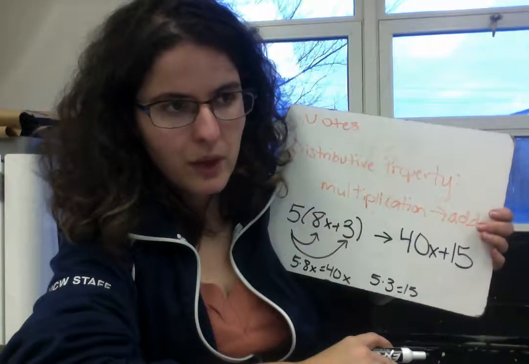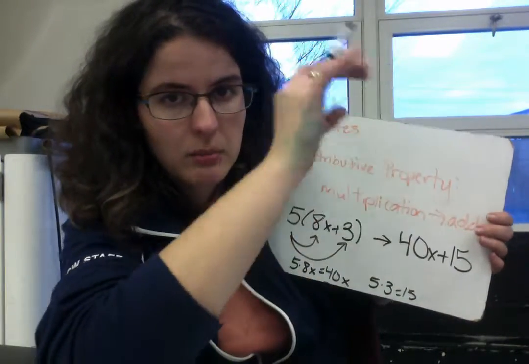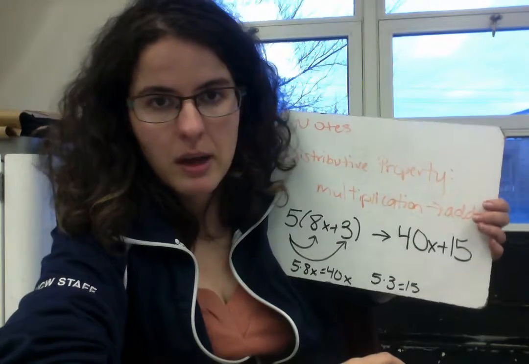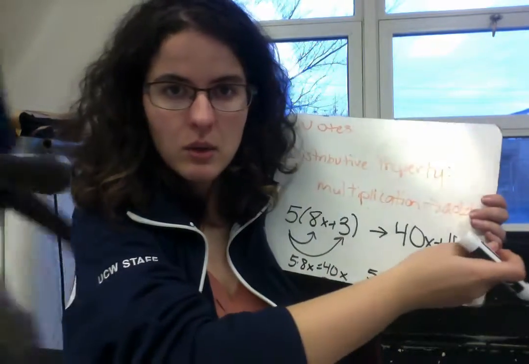So you've got some different options. You can think about it as groups, like with the balances, people did multiple groups. You could also think about it as area like this. You also have a shortcut. Lots of different ways that you can consider the distributive property. So let's use that for the second one.